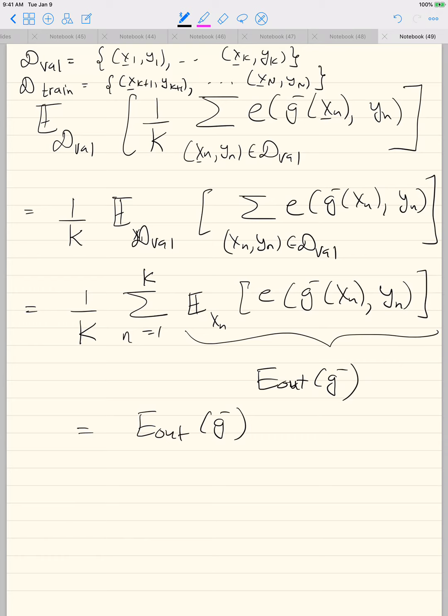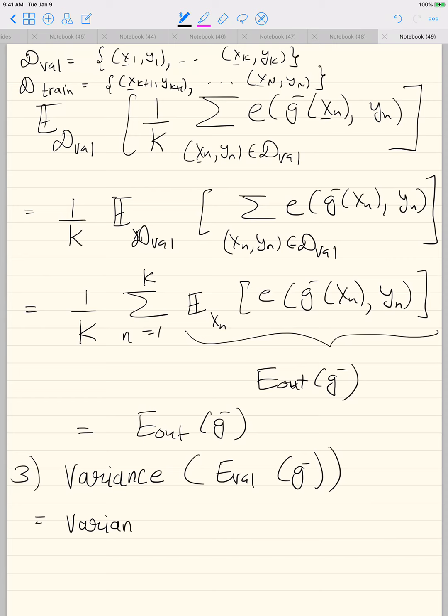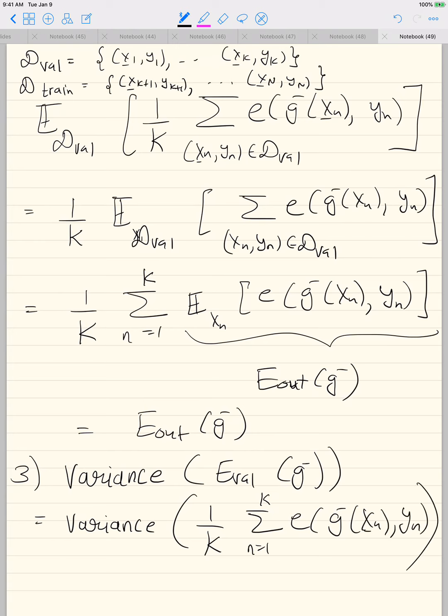Okay, so the third quantity question I asked you is the variance of Eval of G minus. This is the variance of 1 over k, summation of n going from 1 to k, of e of G minus of xn and yn. This is what we want to compute. Any idea how this will scale?